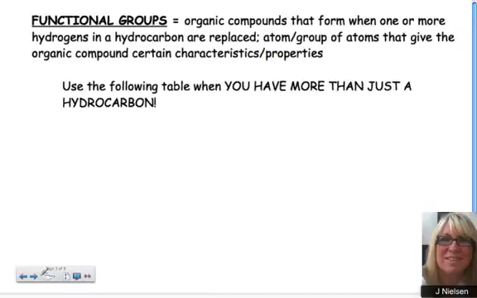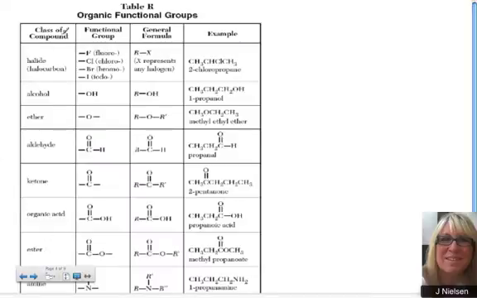Functional groups are organic compounds that form when one or more of the hydrogens in the hydrocarbon are replaced with either one atom or a group of atoms that give that organic compound new characteristics and new properties, and therefore it has a different name. We are going to use Table R when we're talking about functional groups. So today I'm going to address halides and alcohols.